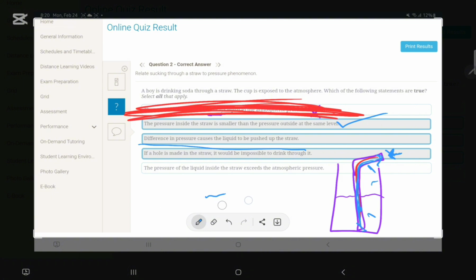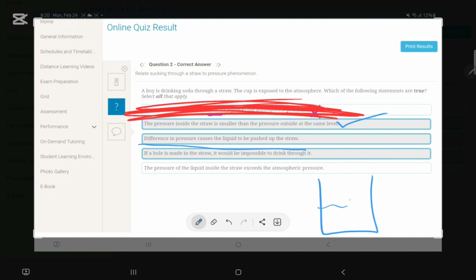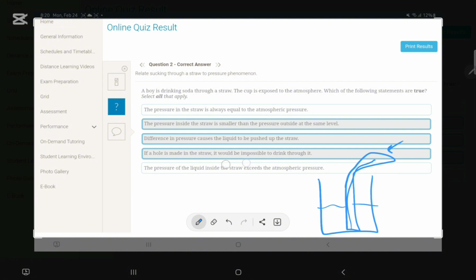Now, the pressure of the liquid inside the straw exceeds the atmospheric pressure. So inside of the straw here, is there any proof that says that it will exceed the atmospheric pressure? The same as in the first option. These two options have no proofs. There is nothing to support these statements.